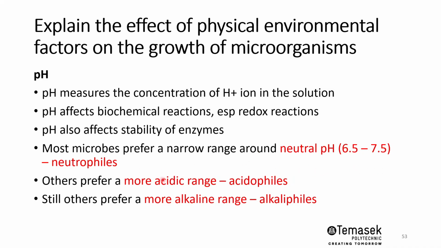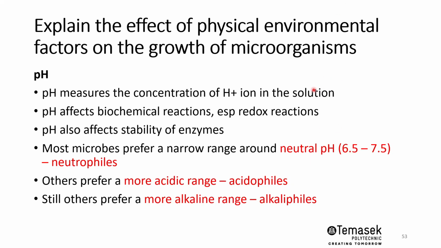Very few are acidophiles that can grow at an acidic pH below around 4. That's why you see that some of the organic acids are used to preserve food, such as fermented dairy products. Others may prefer a more alkaline range, such as those microbes that are termed alkalinophiles, operating at up to pH 11.5.